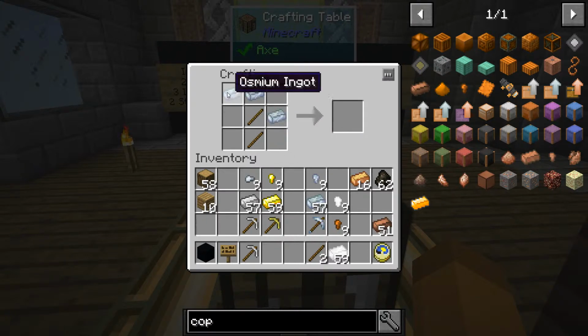I can't just move this anywhere and get an osmium pickaxe. I can't mix them up in any arrangement to get an osmium pickaxe. Only this works to get an osmium pickaxe.